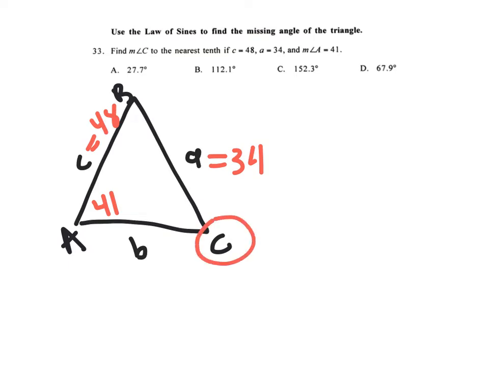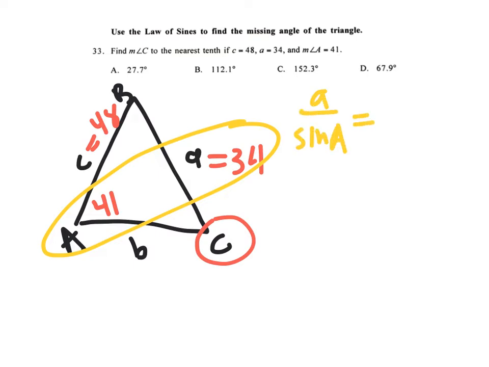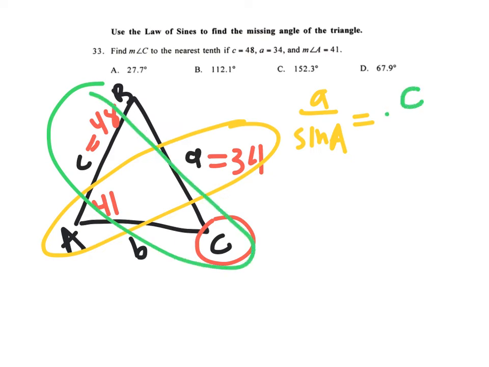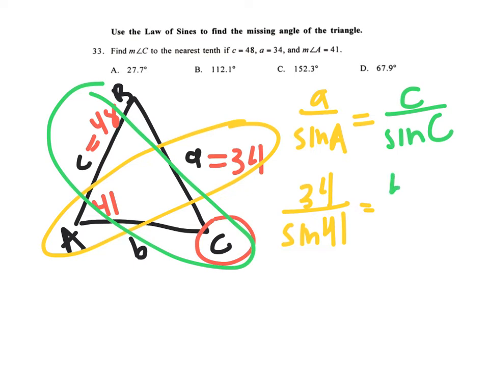This is great because we have these two that are across from each other. So we're going to use little a over sine of big A equals, and then we have these two that are across from each other. And we're only missing one, which is good because it means we can actually solve it. So we're going to do little c over sine of big C. I know that little a is 34 divided by the sine of 41. All of that is going to equal 48, which is little c, divided by the sine of big C, which is what we're trying to find.